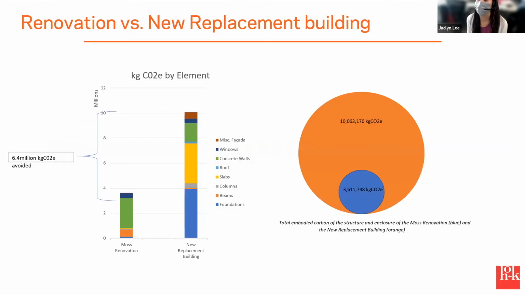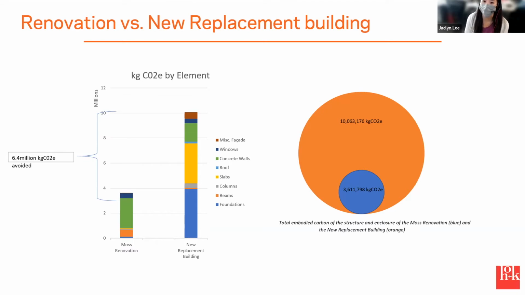So this is just another graph, another way of looking at it. We stacked it up by the building elements, and on the left you can see the foundations, beams, columns, slabs, etc., up through the facade. There's 6.4 million kilograms of CO2 equivalency avoided by renovating the building as opposed to building new.